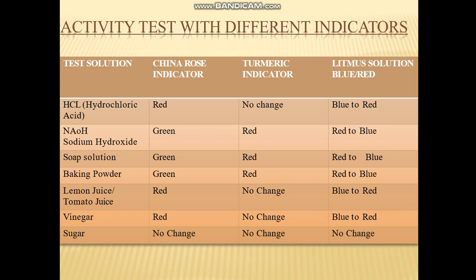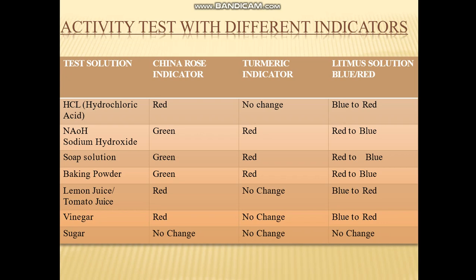The activity tests with different indicators. For example, if you take hydrochloric acid, China rose as an indicator turns it red. Turmeric, no change. It's an acid, so blue litmus paper changes to red. Likewise, soap solution with China rose indicator is green, turmeric red, and litmus paper red to blue. Like this we have so many examples.